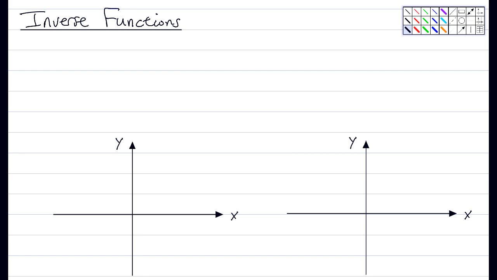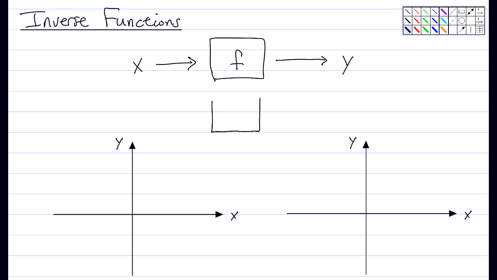Remember that a function, call it f, is like a little machine. A number comes into the function. That function does something to the number x, and out comes another number y. The inverse of that function is also a little number machine. It takes this number y as the input, and out comes the number that we started with. That's why it's called the inverse of the function.